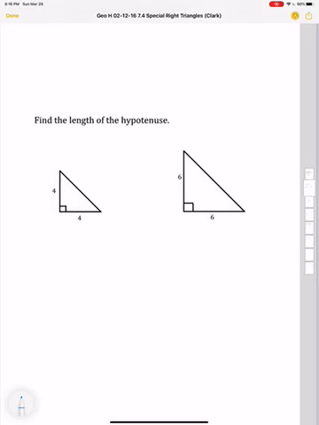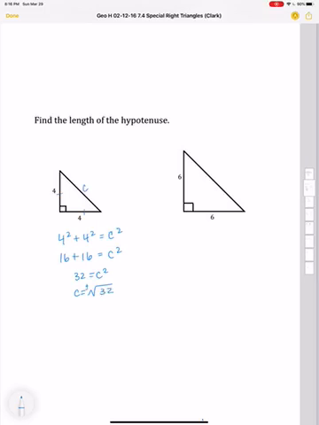So here these are the same. We have 4 and 4, so it's isosceles, and we want to find what the hypotenuse is. And so we would use 4 squared plus 4 squared equals c squared. So 16 plus 16 equals c squared. 32 equals c squared. That means that c equals the square root, plus or minus, of 32.